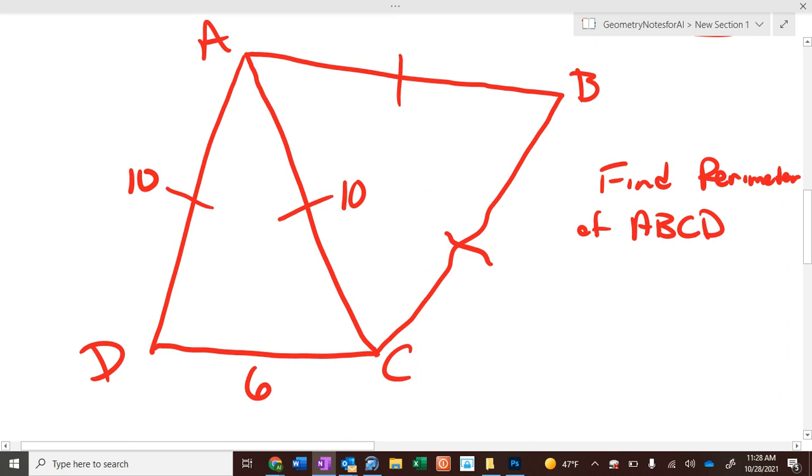What type of a triangle is ABC? Equilateral. So if side AC is 10, how long is AB? 10. And BC? 10. So what's 10 plus 10 plus 10 plus 6? We only want to do 36. I'm not going to add that because that's not part of the perimeter. That helps me find all the rest of the sides, but that's not part of the perimeter. The perimeter is the distance around the outside. So you add up around the outside, that's 36.